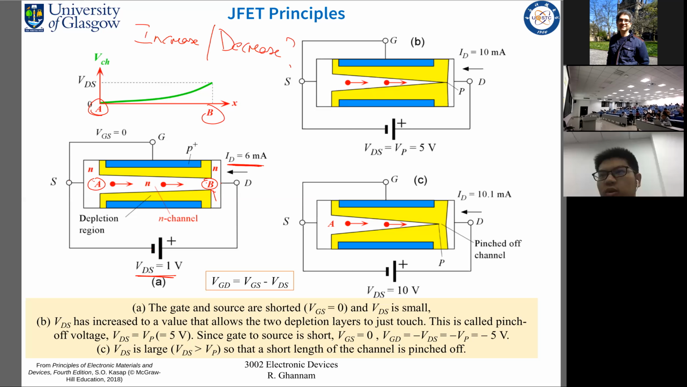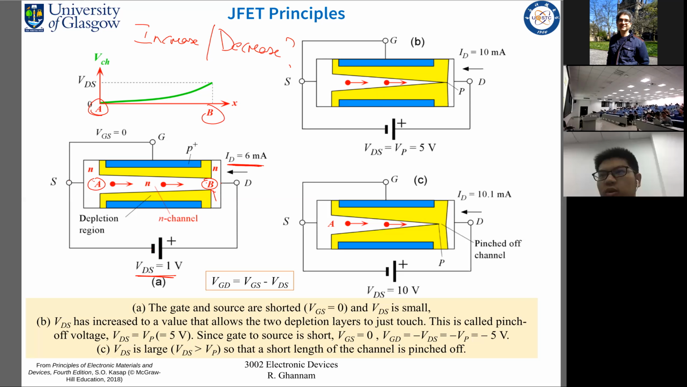What happens to the width of the depletion region as a result of reverse biasing? Does it increase or decrease? So I think it increases, okay? As a result of reverse biasing, the width of the depletion region increases. And this is exactly what's happening in our JFET.